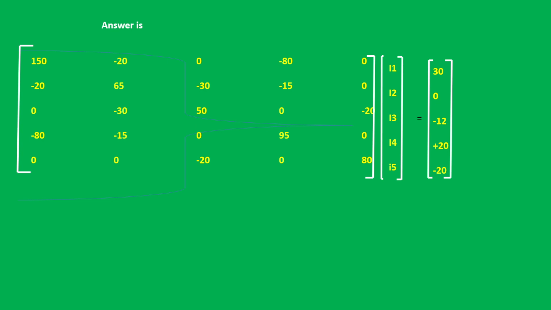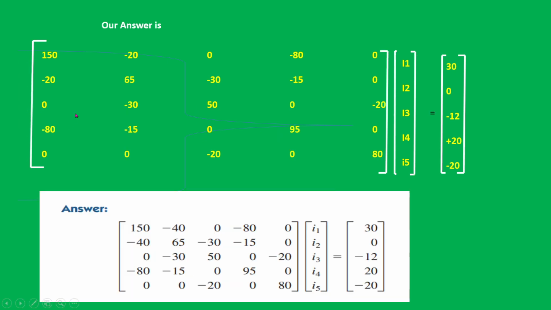Now we are going to compare our answer with the answer given in the book. Okay. So we have some differences. So here it is 150 and it is minus 20. In the book it is given as minus 40. Similarly here also it is minus 20. It is given as minus 40. But I hope our answer is the correct one.